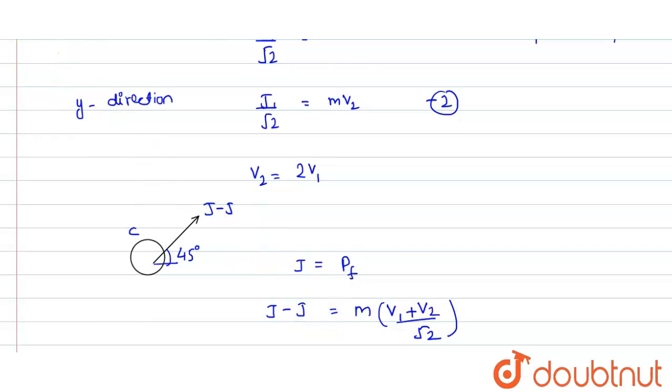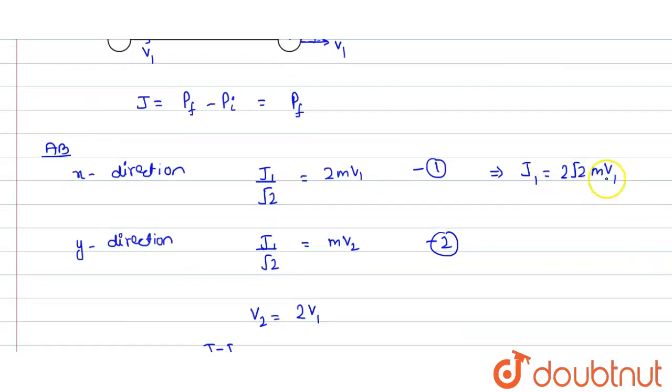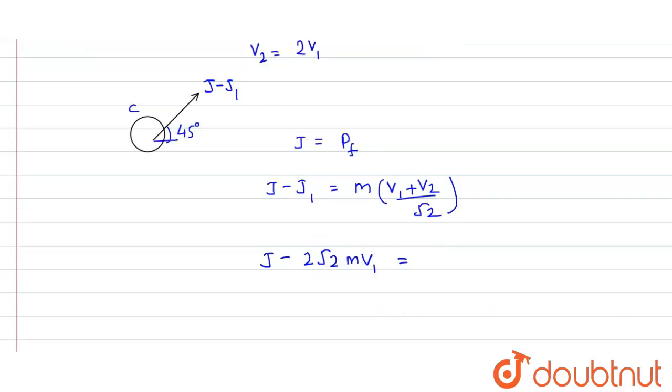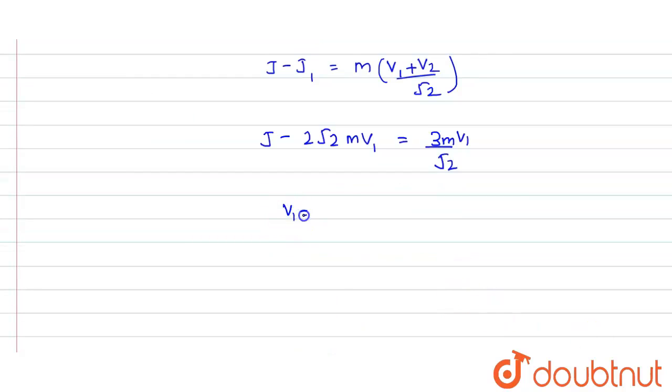Because a portion J1 is transferred to B, the remaining would be existing for our C. So we can put the value of J1. J1 would be 2 root 2 m v1. So we put the value. J minus 2 root 2 m v1 would be equal to, v2 value is twice of v1, if you put here, 3 m v1 divided by root 2. Now from this expression we can get the value of our v1. So v1 value would turn out to be root 2 J divided by 7m. If this is our v1, what is v2? v2 is twice of this value, so it would be 2 root 2 J divided by 7m. This would be the value.